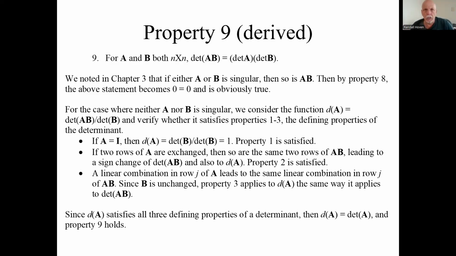Okay, I hope to get through the last two properties of determinants. For A and B both square, the determinant of their product is the product of the determinants.